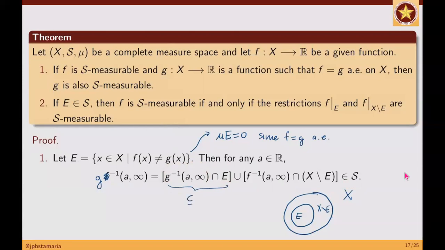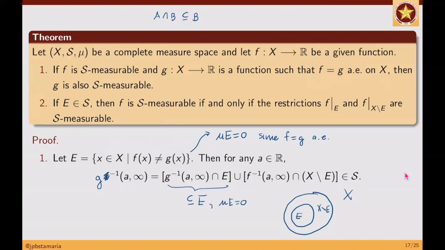Intersection yan, subset yan ng E. Di ba? Ang E intersection B, lagi yung subset ng B. Okay? Si E ay may measure na 0, kasi nga F and G are equal almost everywhere. Kaya kung mangyayari man to, kaunti lang yun. So this set is a subset of a set E, which is measurable. Tapos, ang measure ay 0.